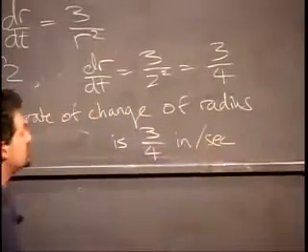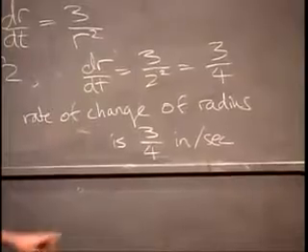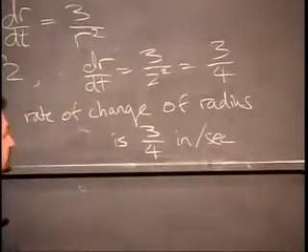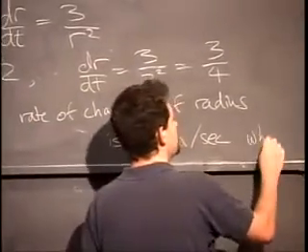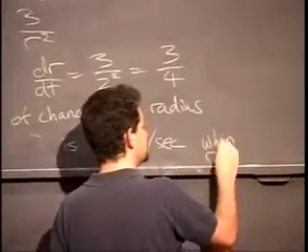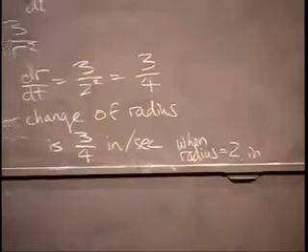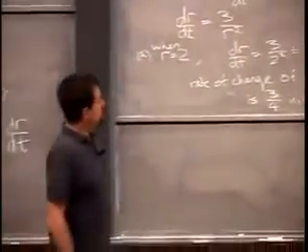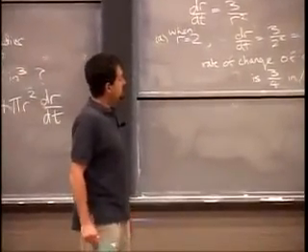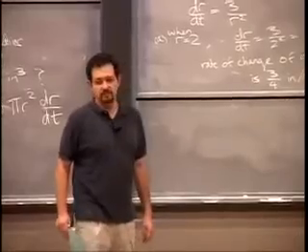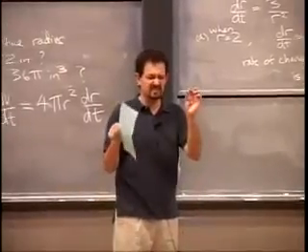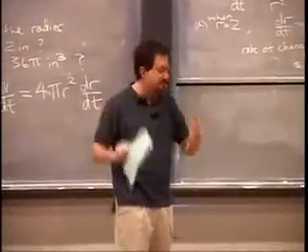Right? The radius is in inches, so you've got to put a unit here. It's inches per second when the radius equals 2 inches. So at that particular moment of time, the rate of change, dr/dt, is 3/4 inches a second. That's how fast it's increasing at that point, right at that instant of time.